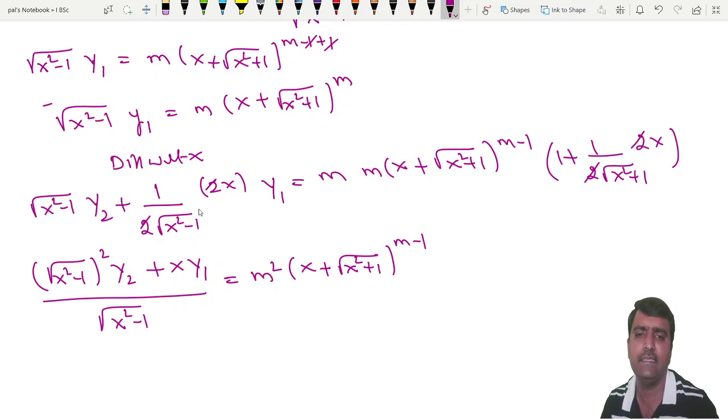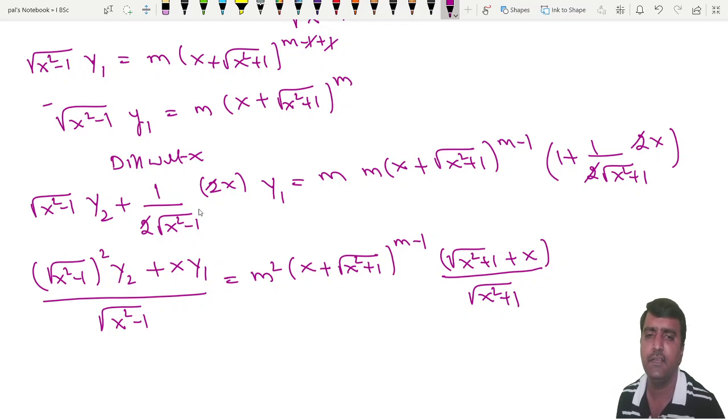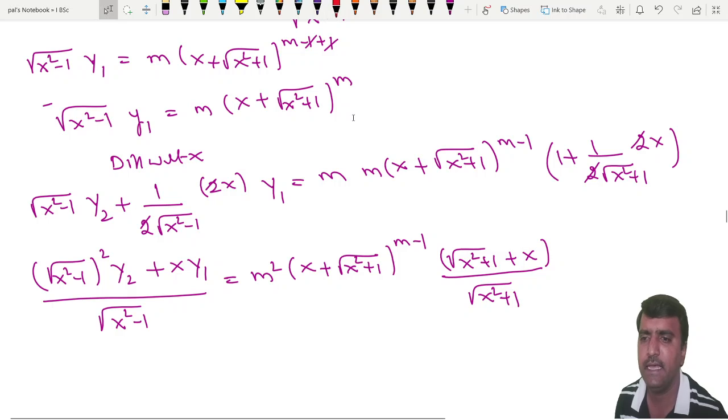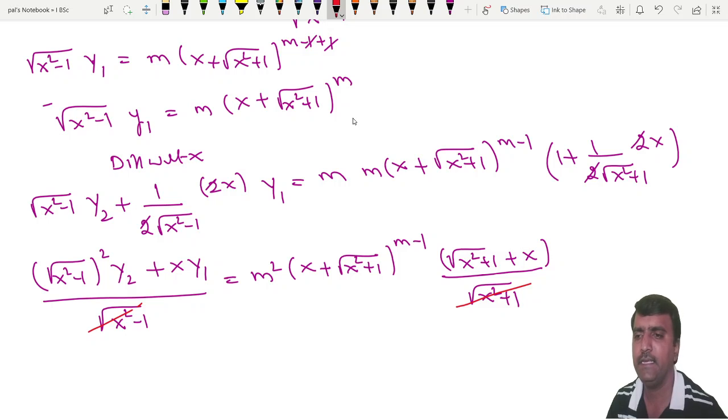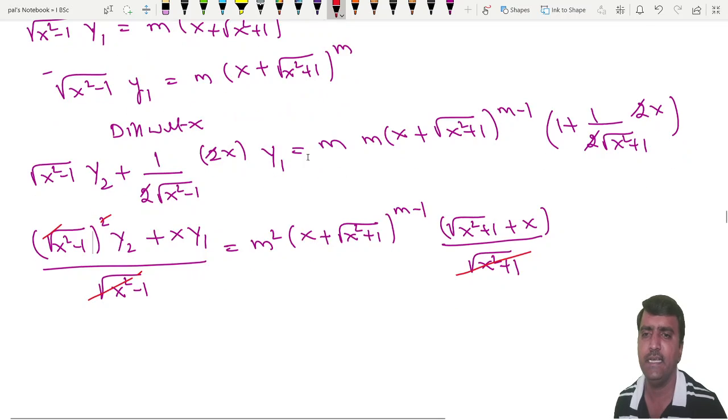Here also you take the LCM, it is root of x square plus 1 plus x, divided by root of x square plus 1. In both the denominators we have root of x square plus 1. You can cancel that root of x square plus 1 in the denominators, and here the root and square cancel. Okay, so now you multiply the right hand side terms.